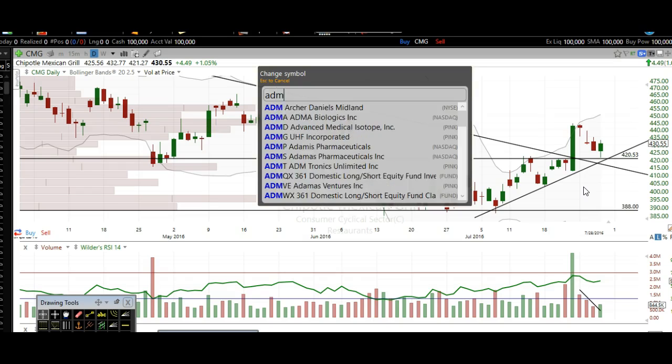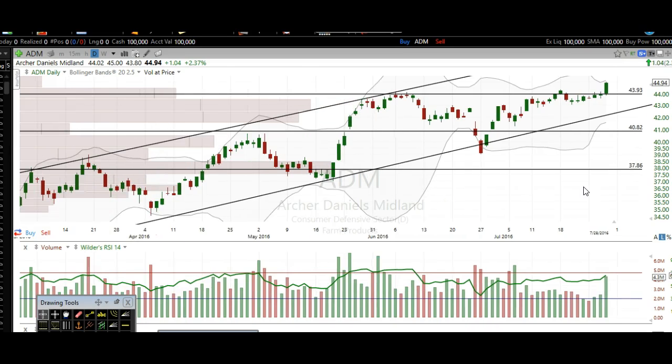Next, I want to be covering ADM. In ADM, we saw a nice bullish breakout over this resistance here, about $44. You can see that we did so on heavy volume, so that's a really good sign. You want to see a breakout over this resistance level on heavy volume.